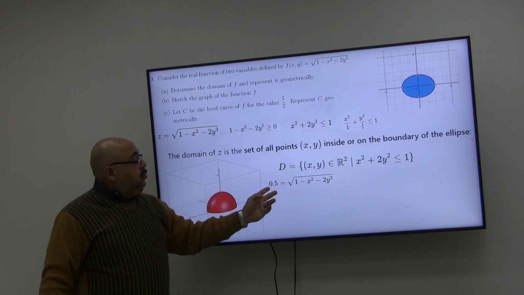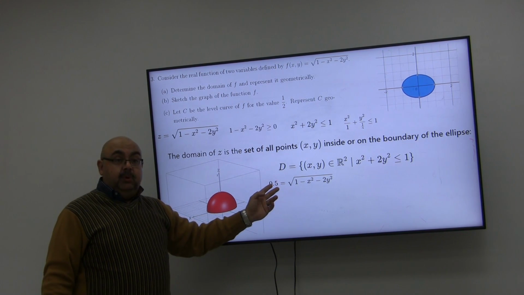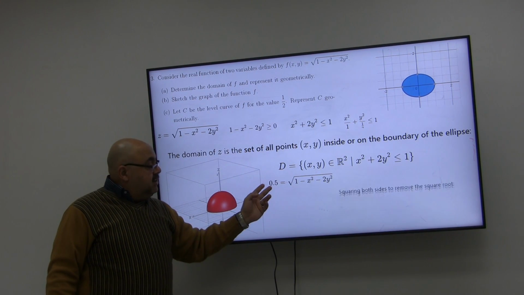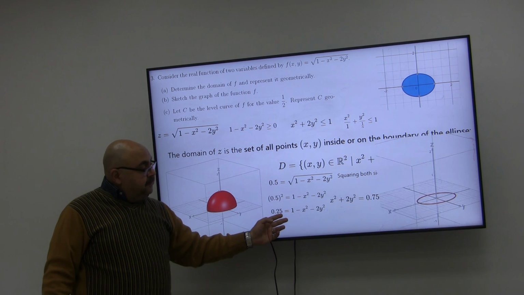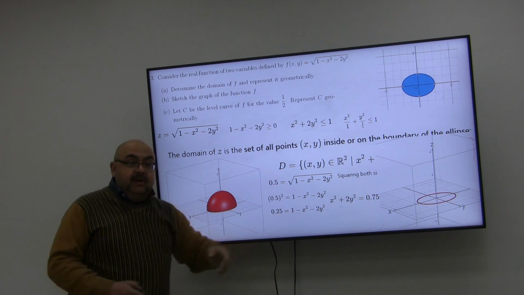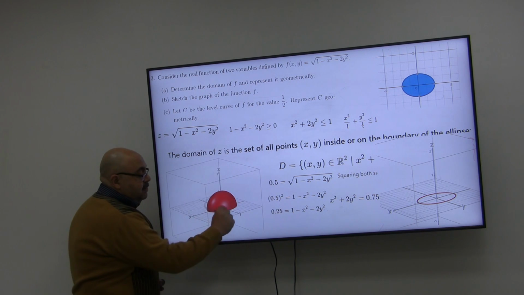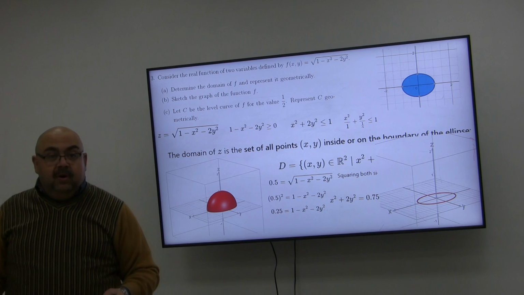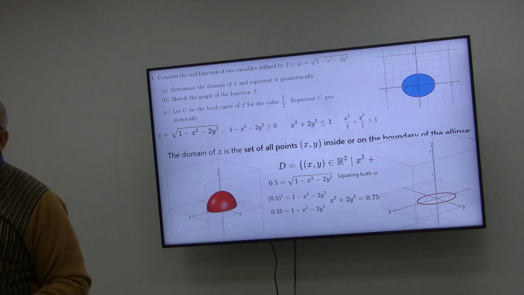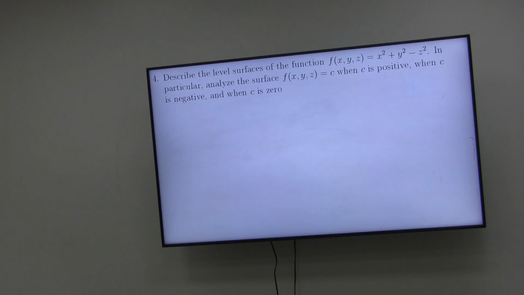If c is equal to 0.5, all I have to do is insert 0.5 in here, square both sides, and solve for x squared and y squared, which is an equation of an ellipse. As we continue, that's the ellipse that will appear in front of you, the ellipse of the base. Okay? That's the shape of the level curve.